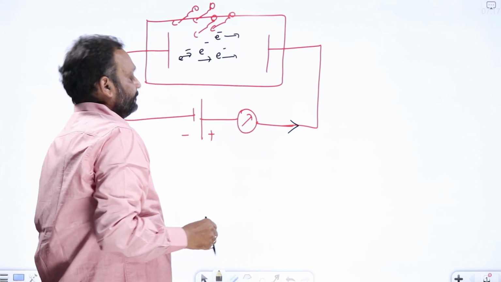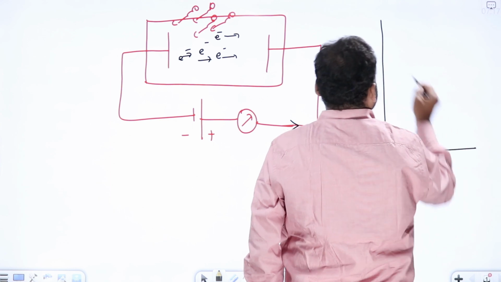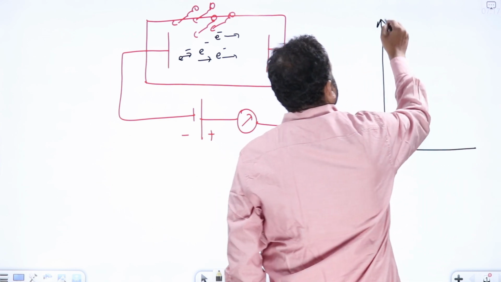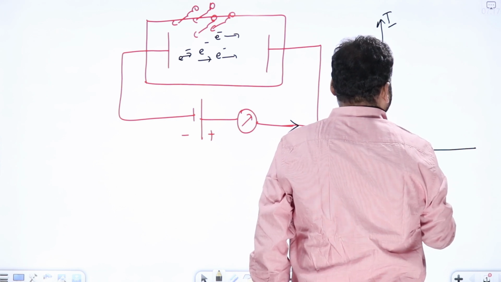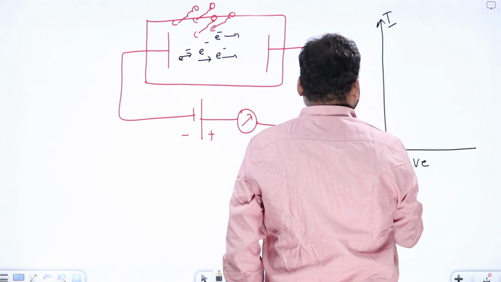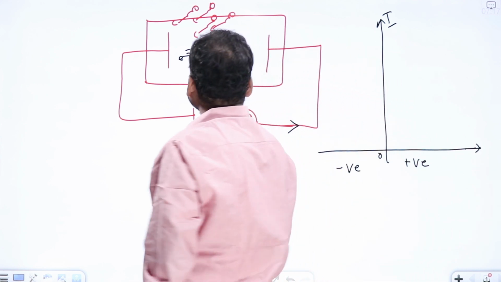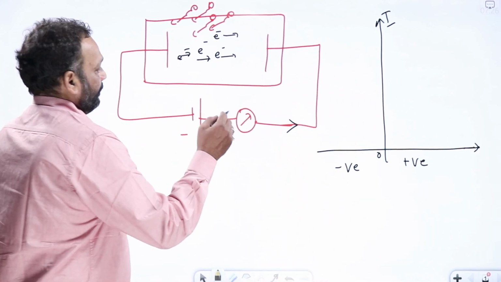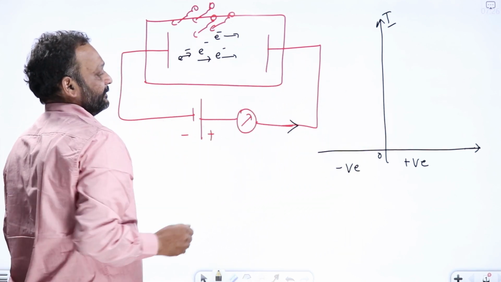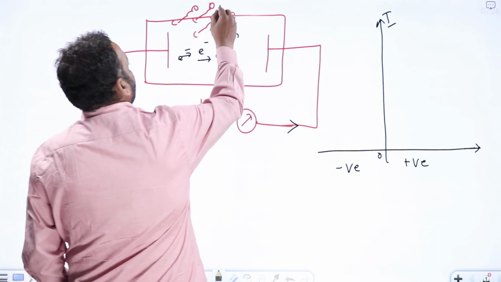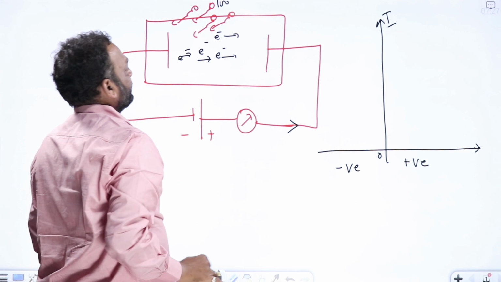Okay, the graph is now the same, intensity versus potential difference. The only thing is, I'll keep the intensity constant and keep on changing the potential difference, changing the frequency of incident light. Frequency is increasing, intensity is constant. That means I'll keep sending 100 photons only, so a maximum of 100 electrons only can come.